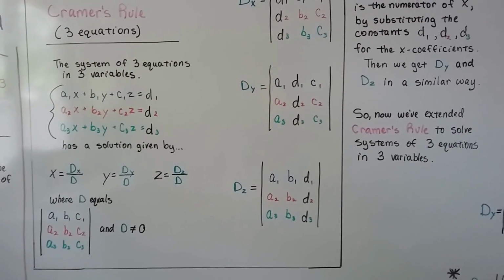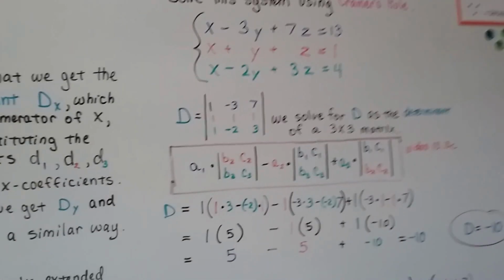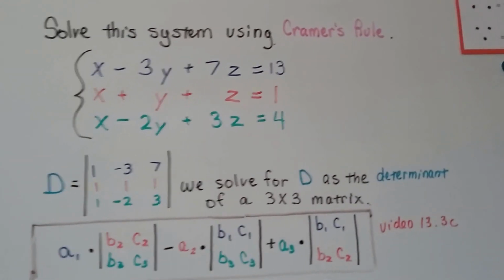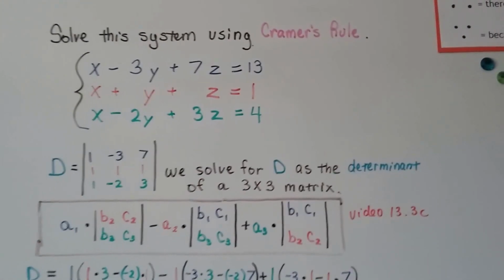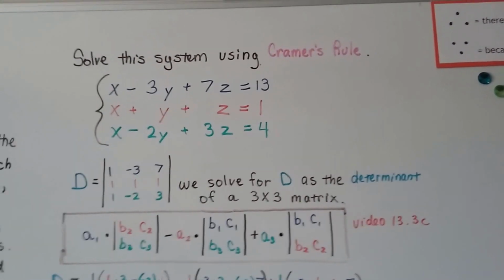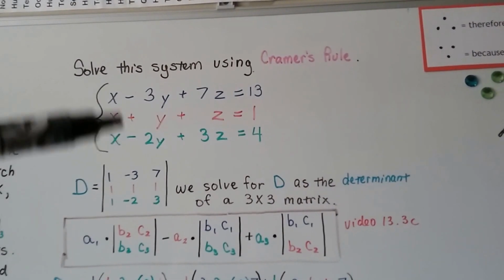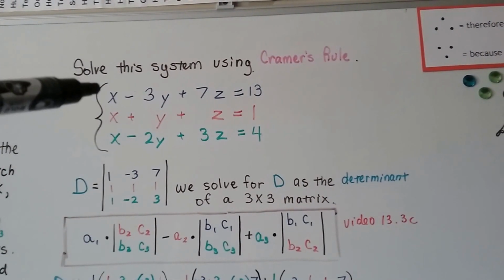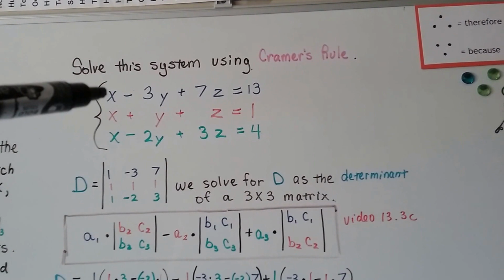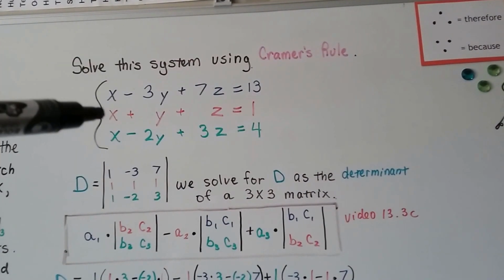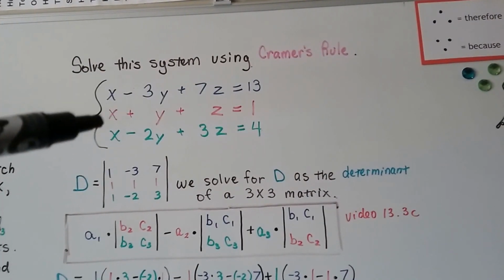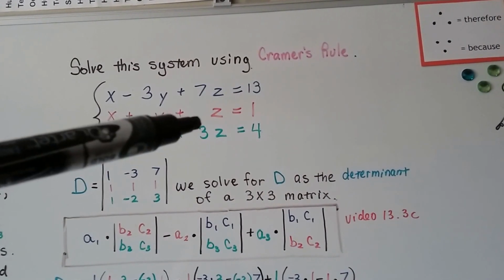All right, a couple of videos ago we did 2 equations in 2 variables. So we're going to put some real numbers in here, and boy, you're going to have to really put your thinking caps on and try to stick with me here. So we're going to solve this system using Cramer's rule. So here's our system of 3 equations. We have a 1, a -3, and a 7, we have a 1 and a 1, and we have a 1, a -2, and a 3.